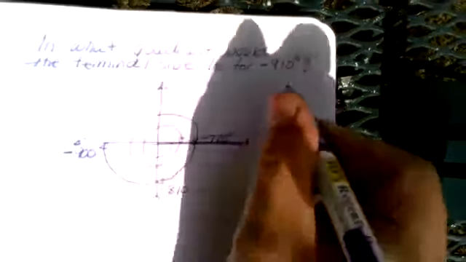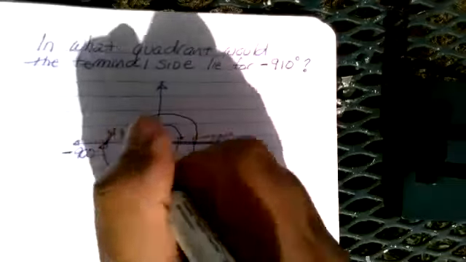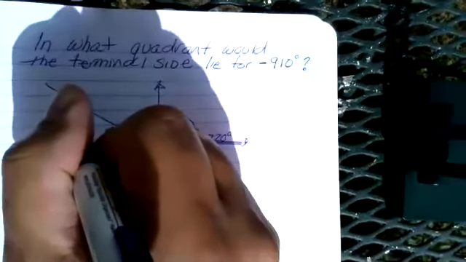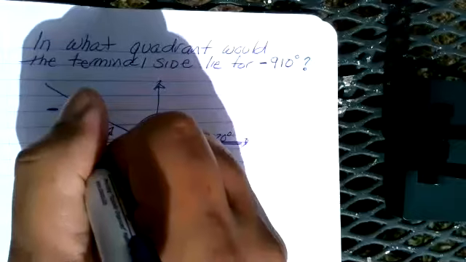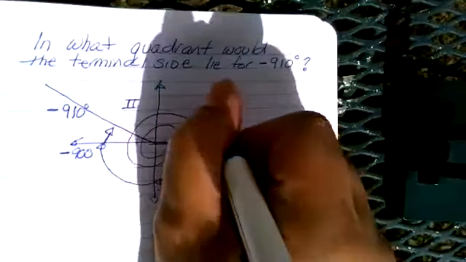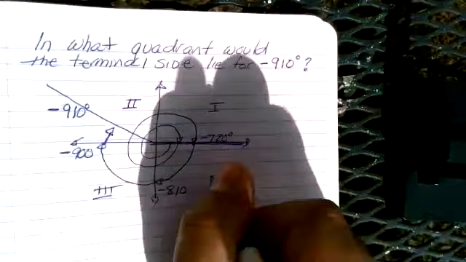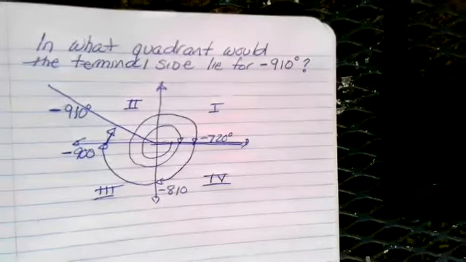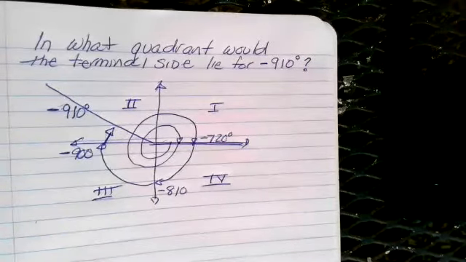And what did I say? 910. So I've got to go another 10 degrees. Correct me if I'm wrong, but I think negative 910 degrees looks like quadrant 2. That'd be my guess. We all agree? All right.